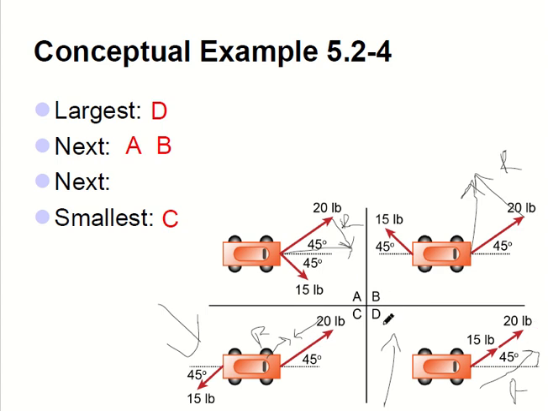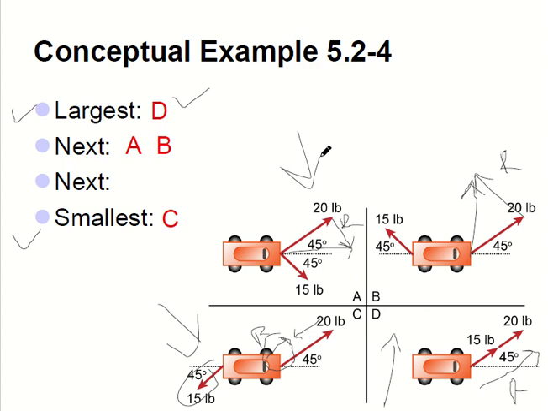So therefore, the largest is D. The smallest one is going to be this guy, because see how the forces act on this object in opposite directions. Every time your external forces are in opposite directions, they cancel. So this amount will be cancelled out of that force, and you're left with just a little force. So we have identified the largest and the smallest.